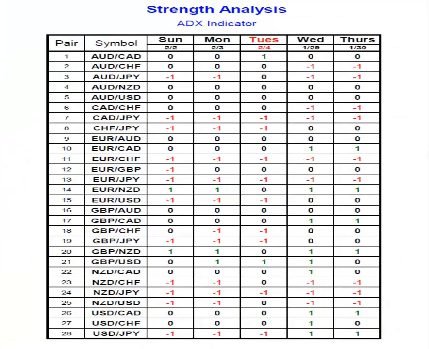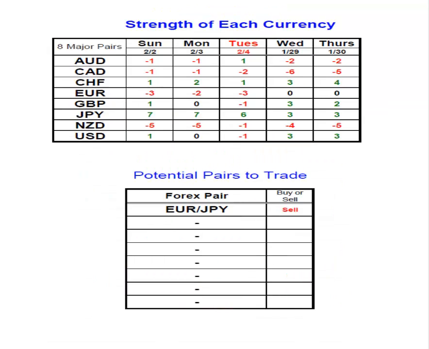Here's the ADX analysis chart for Tuesday, February 4th. Please compare this with the results of your analysis. From the ADX analysis and the strength calculator, we have the following currency strengths. There's one strong currency and one weak currency. So there's one qualified pair. This is the Euro-Japanese Yen.